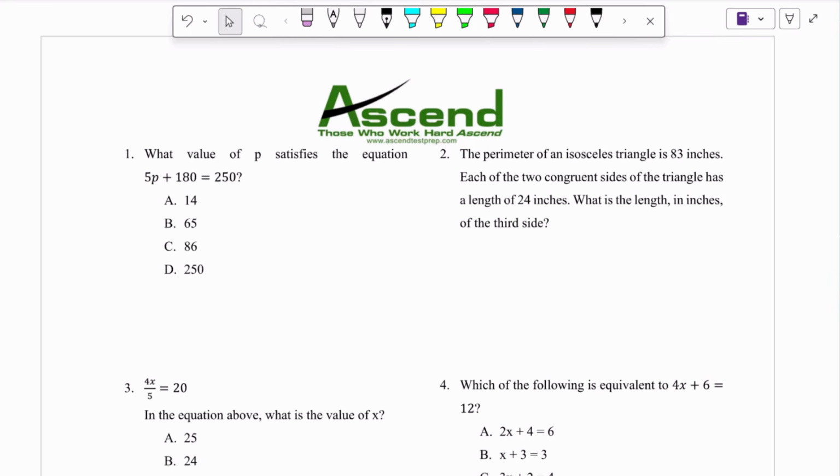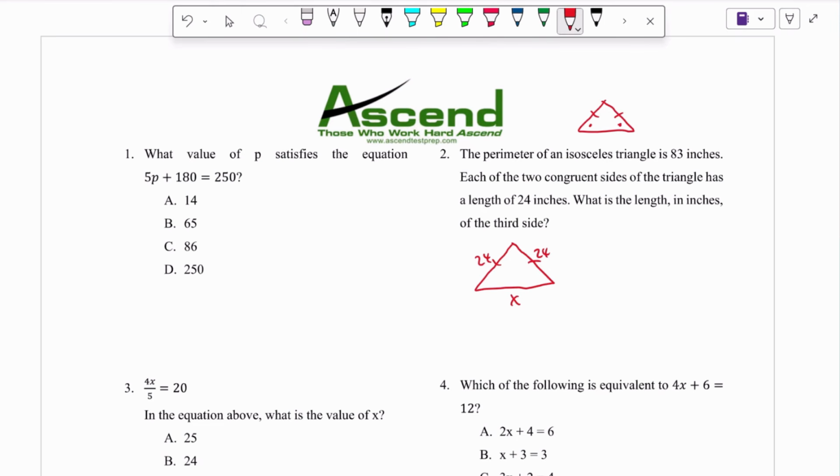So let's take a look here at problem number 2. Number 2 says the perimeter of an isosceles triangle is 83 inches. So perimeter is the whole path around it. You have to know that an isosceles triangle has two congruent sides and two congruent base angles. They tell us two of the sides that are congruent are both 24. So I now need to find the third side.